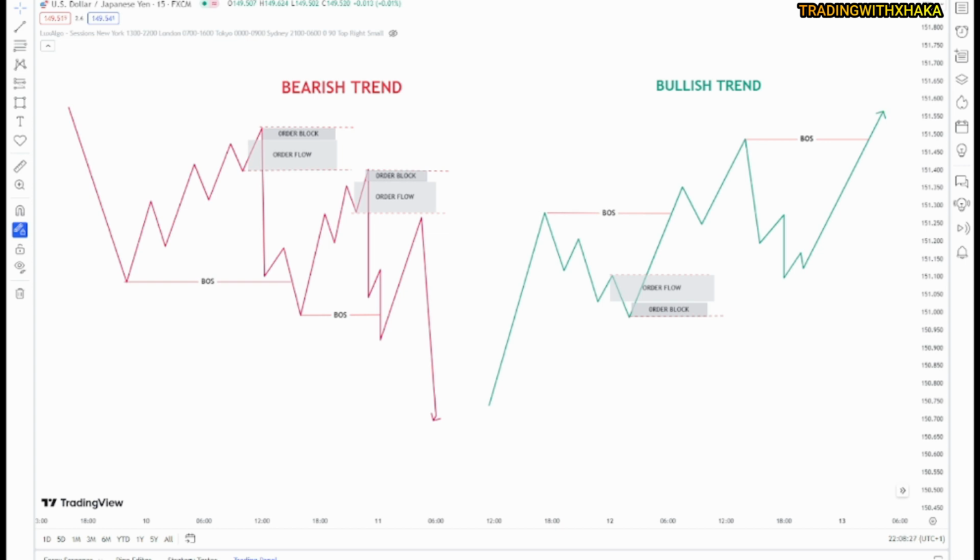Now, look closely at this chart, this schematic diagram I present to you. The first one we will start with is the bearish trend, and we have the bullish trend also. We will take it one by one for you to have a clear understanding of what order block and order flow are. The difference between the two is what you're about to learn today, and it will help you a lot in your forex journey. So now this is the bearish trend.